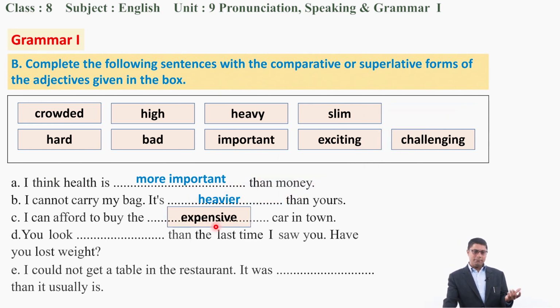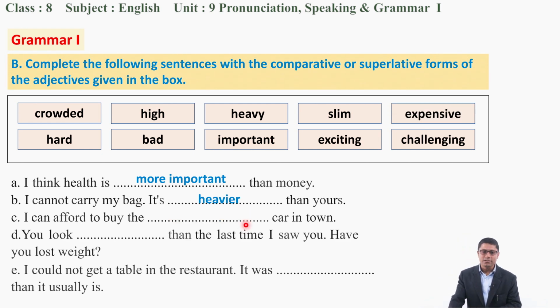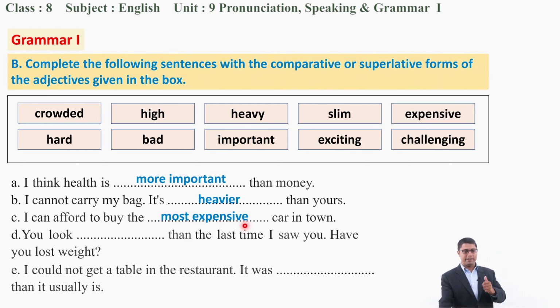But this time, what do you think? Comparative degree or superlative degree we need to use? Very good, superlative, because we are comparing to all the cars in the town. We are not talking about just 2 cars. We are talking about the cars in the town, all the cars. That's why superlative degree. And what is the superlative degree of expensive then? Good. It's most expensive. Very good.